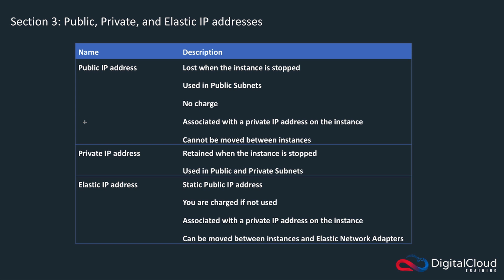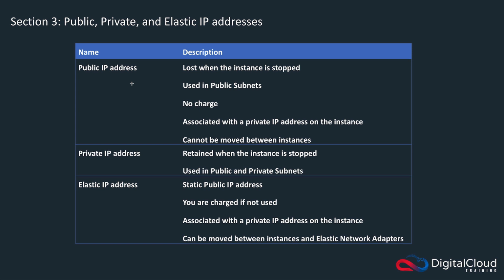So the terminology can be a little bit confusing because both a public IP address and an elastic IP address are public IP addresses. So they're always IP addresses that are publicly routable on the internet. The key difference is that the elastic IP address is static, whereas the public IP address is dynamic.